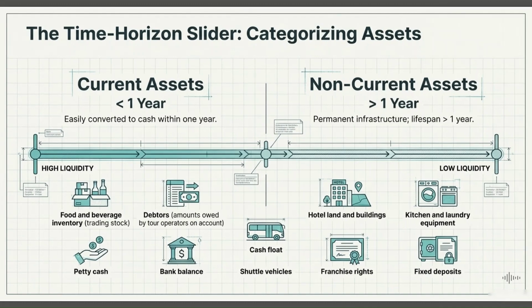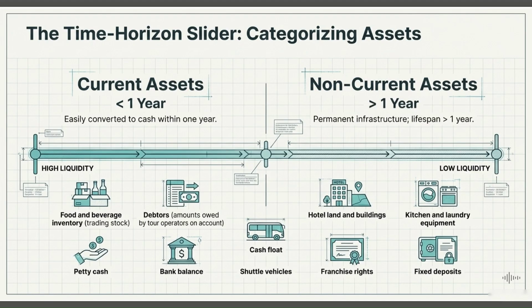Assets are not a single, undifferentiated pile. We sort them along a time horizon, and the dividing line is 1 year. Non-current assets have a lifespan of more than 1 year. These are the permanent infrastructure, the things you buy in order to use, not in order to sell. Hotel land and buildings, kitchen and laundry equipment, shuttle vehicles, franchise rights, fixed deposits. On the liquidity scale, they sit at the low end. You cannot turn a hotel building into cash on Friday afternoon.